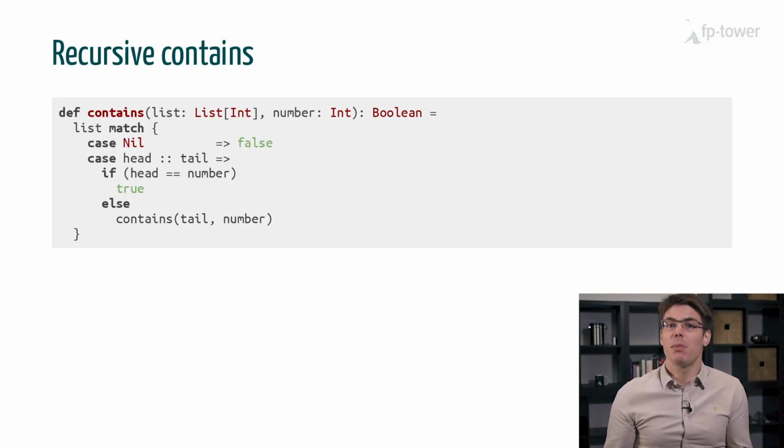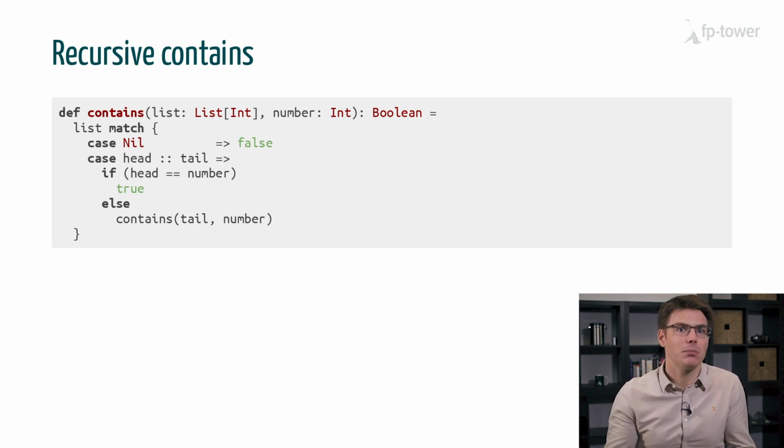Say we recursively implement contains, a function that checks if a number is present in a list. When the list is empty, we return false. And if not, we have a head and a tail. So we can compare the head with the number we are looking for. If they are equal, we return true. And if not, we call contains on the tail to recursively check each number in the list.